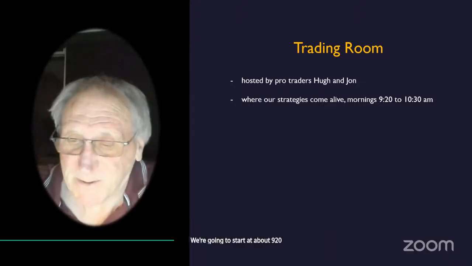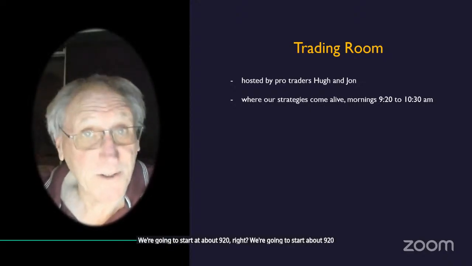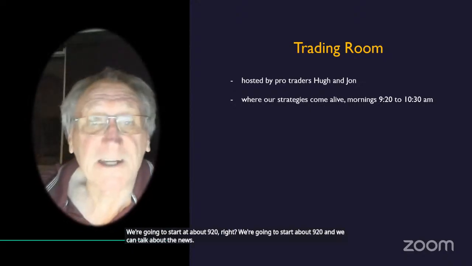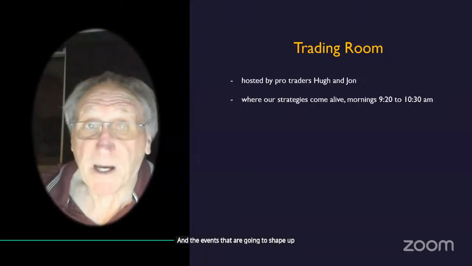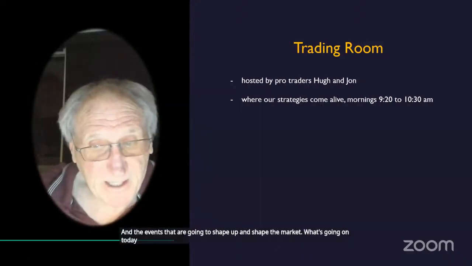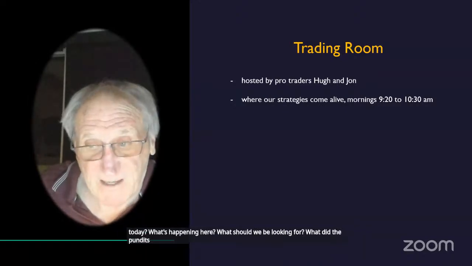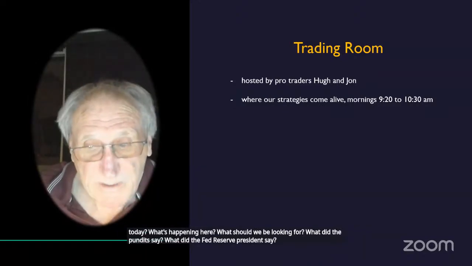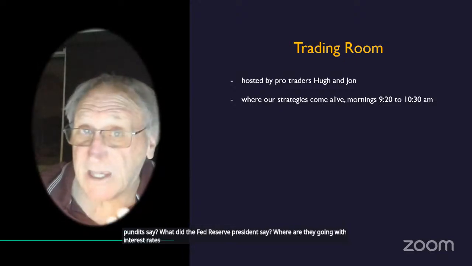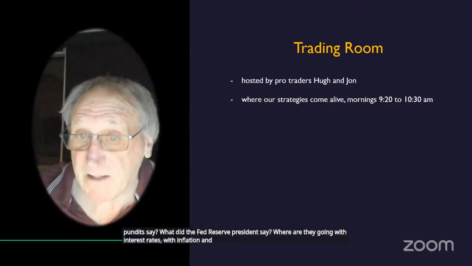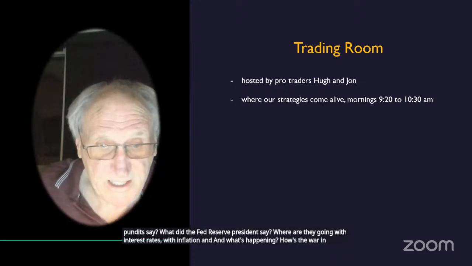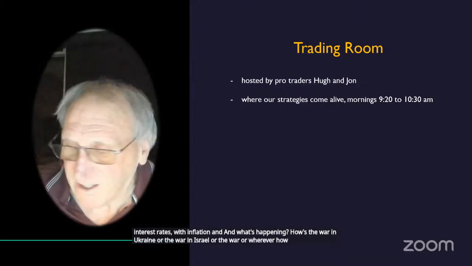We're going to start about 9:20, and we're going to talk about the news and the events that are going to shape up and shape the market. What's going on today? What's happening here? What should we be looking for? What did the pundits say? What did the Fed Reserve presidents say? Where are they going with interest rates, with inflation, and what's happening? How's the war in Ukraine or the war in Israel or the war wherever? How's that going to shape up?